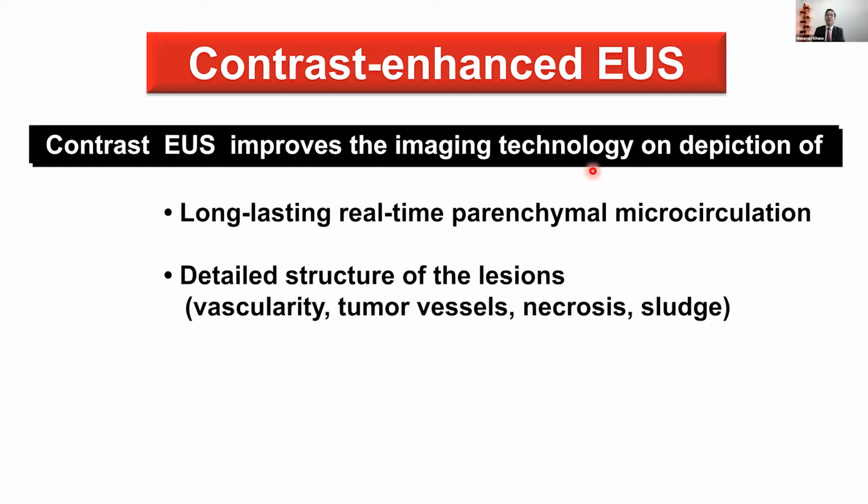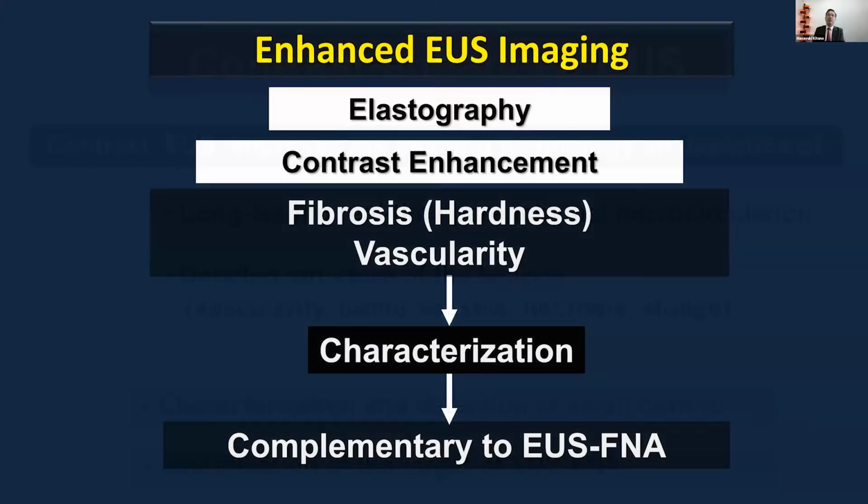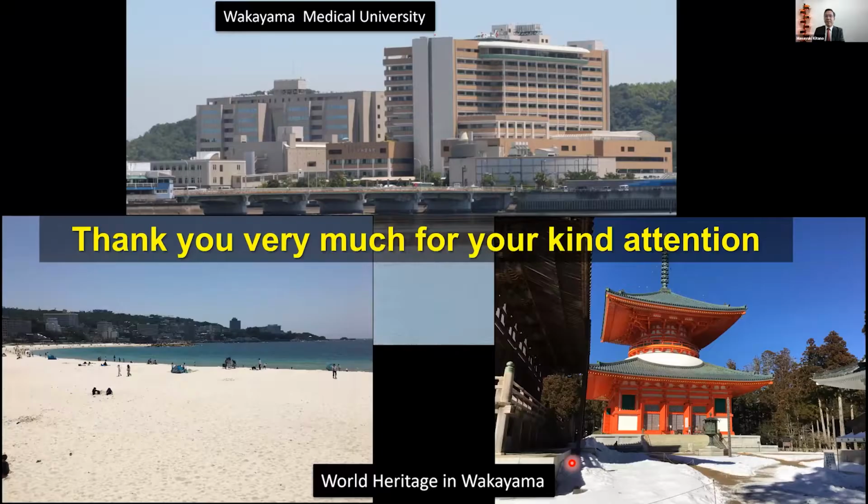So this is a summary of contrast-enhanced EUS. Contrast EUS improves imaging technology on depiction of long-lasting, real-time parenchymal microvasculature and perfusion structure of the lesions, such as vascular tumor vessels, necrosis, and so on. We can apply this technology for the characterization and detection of small tumors, and also identification of the target of EUS-FNA. In conclusion, enhanced EUS imaging, including elastography and contrast enhancement, allows us to characterize pancreatic solid lesions using fibrosis and vascularity. And it may be useful as a complementary role to EUS-FNA. Thank you very much for your kind attention.